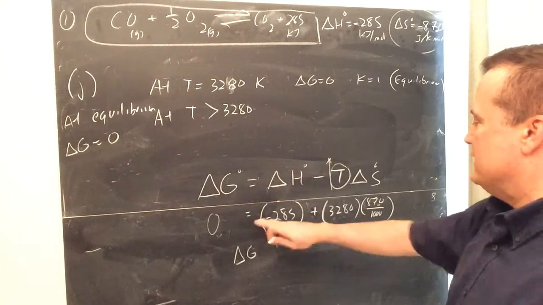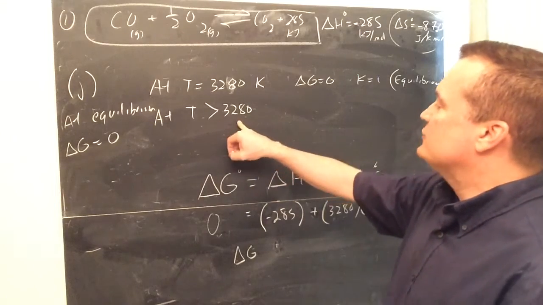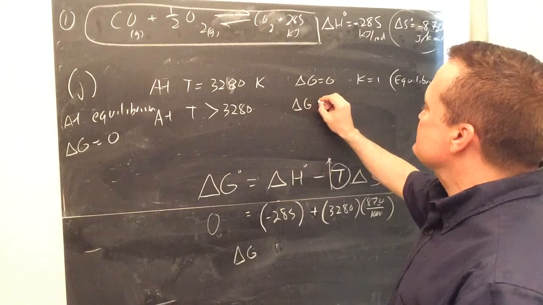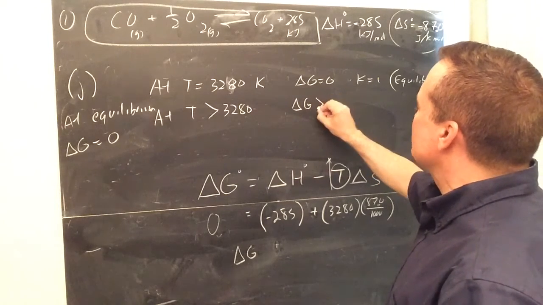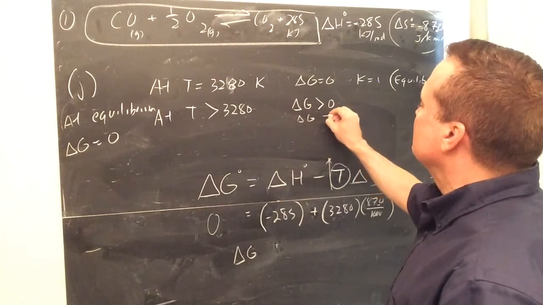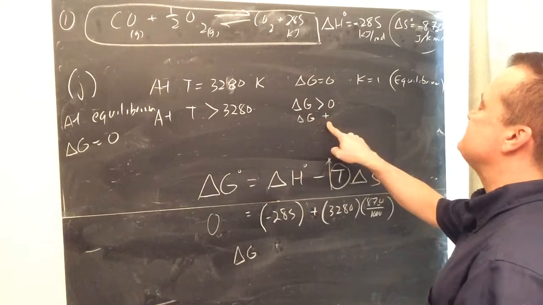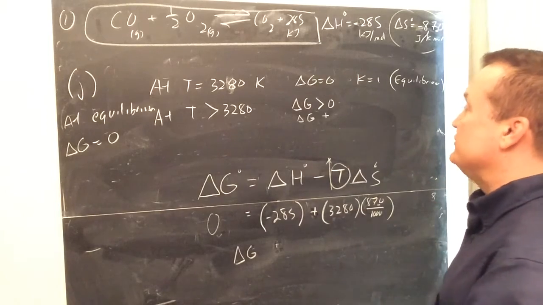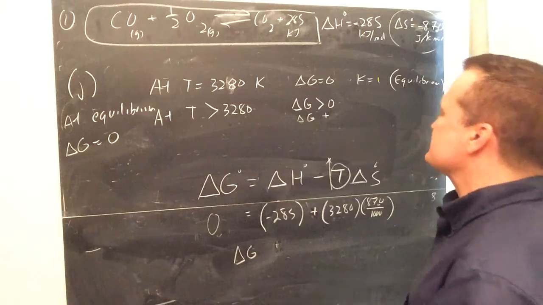Right now it's 0, they're equal. But if that goes up, it becomes positive. So at a temperature greater than that, you can say delta G is greater than 0, or you can say delta G is positive. A positive number. Okay, now if delta G is positive, then think about what's going to happen to your K value. And we'll get that in a second. I'm going to show you that in a minute. But first, let's do this section.